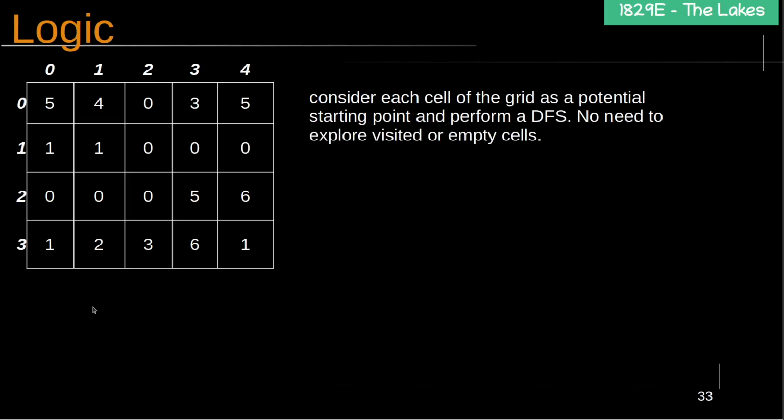In our problem, we have a matrix, not a graph. So we will consider each cell of the grid as a potential starting point to perform a DFS. Because we don't know what the starting point of each part of the lake is, it could be any cell. So each cell is a potential starting point, and we perform a DFS from it. No need to explore visited or empty cells, as you have seen.